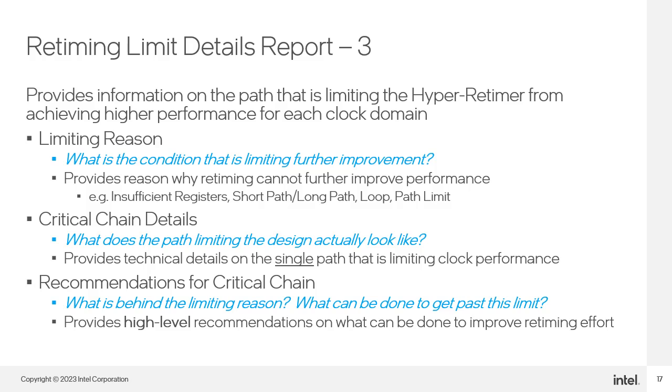Recommendations for critical chain. The recommendations for critical chain basically answers the question, well, what can I do if I want the design to go faster? It provides recommendations on what you can do to modify the critical chain and the design if you want to improve the efforts of the Hyper-Retimer and make your design go faster. Thus, with these three, you have all the information you need to begin to make the changes to your design and thus help your design reach its performance potential.